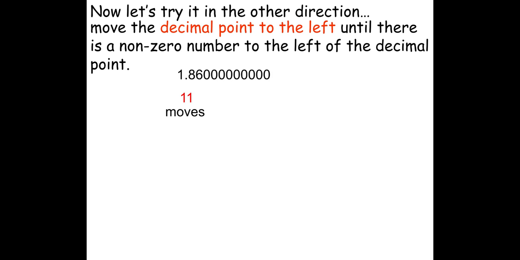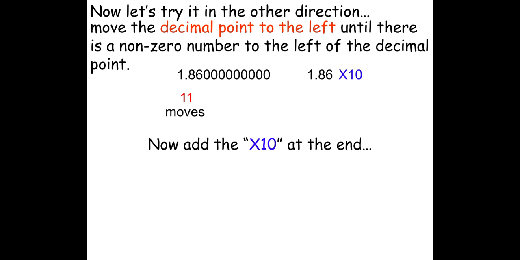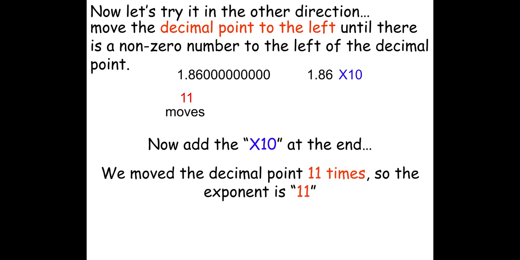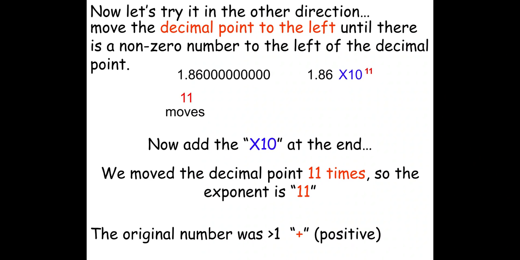And then I now write it as 1.86 times 10, and then the exponent is going to be the number of times I moved my decimal. In this case, it's 11. So my exponent is going to be positive because that number was greater than 1. I hope you get it.